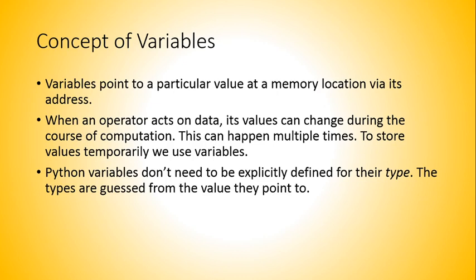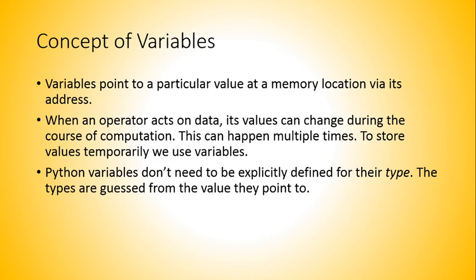Concept of variables. When an operator acts on data, its value can change during the course of computation. This can happen multiple times. To store values temporarily, for example during the course of computation, we use variables in order to store the output temporarily. Variables point to a particular value at a memory location via its address, visualized as a hexadecimal number. Actually, the whole setup can be assigned to a symbolic name, and this is nothing but a variable. For example, you can store the value of 0.12 as a variable and then use it in an equation.